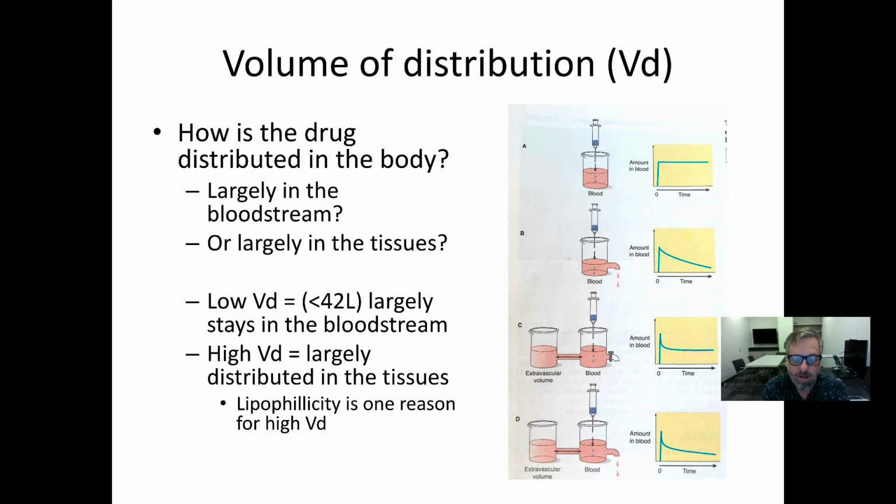And one of the reasons why it gets into the tissues is because it's able to cross the cell membranes. So remember, the cell membranes are a bilipid layer, meaning they're two layers of lipid cells that comprise the exterior of cells. So if a drug is lipophilic, what that means is that it can easily cross over that fatty membrane, which means it's more likely to be deposited in the intracellular component.